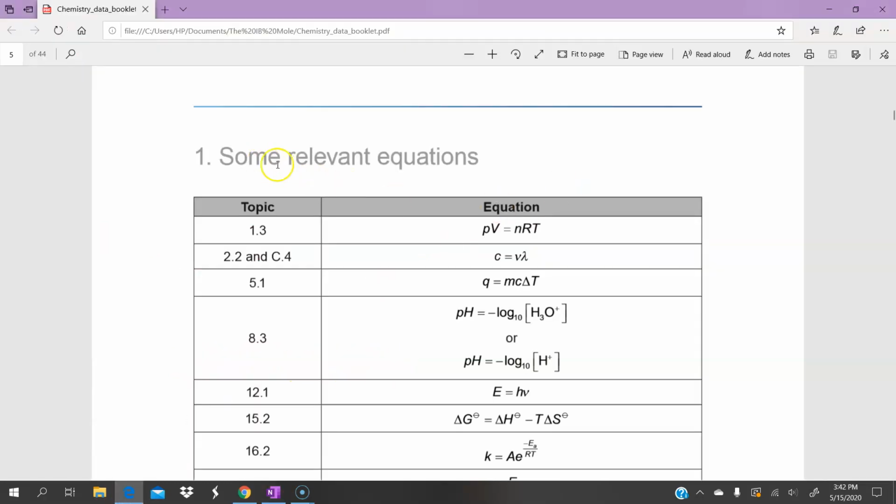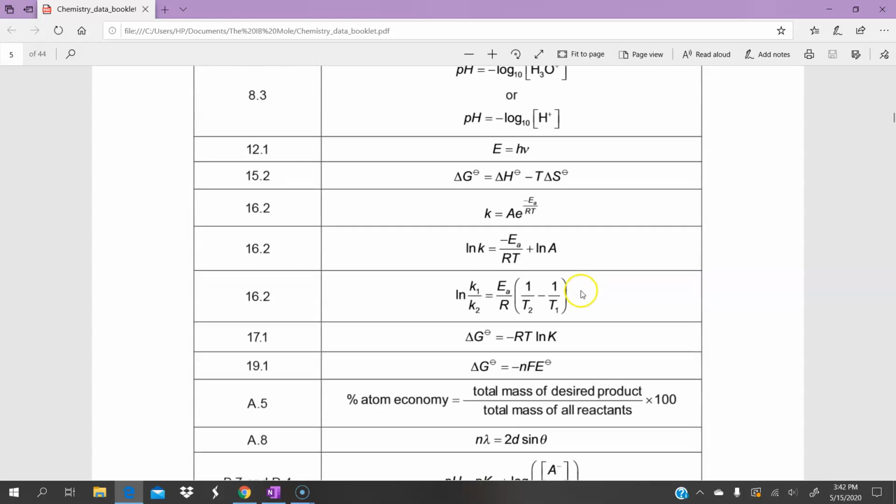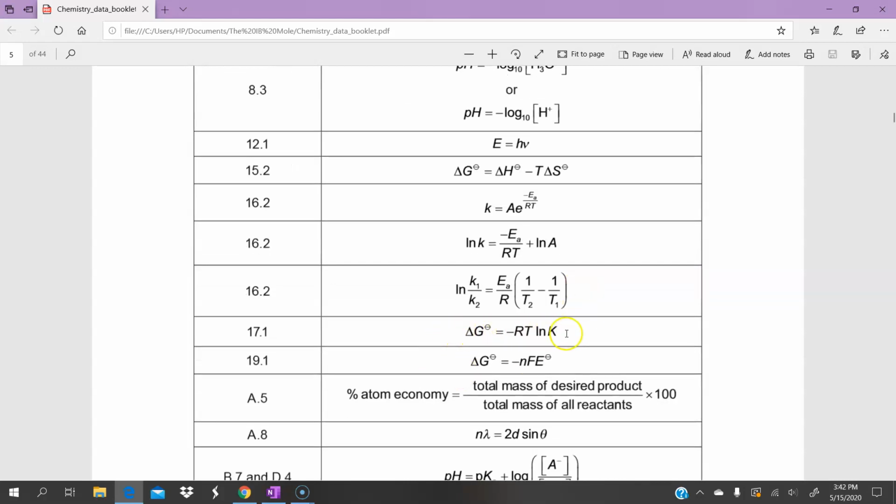So in our data booklet in the first section, we will find this equation right here. And in this equation, there's the Gibbs free energy, our temperature, as well as our equilibrium constant. So we will be using this equation to solve our question.